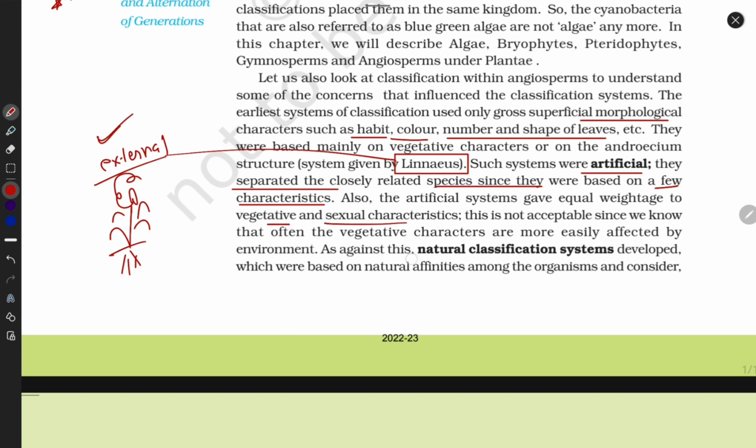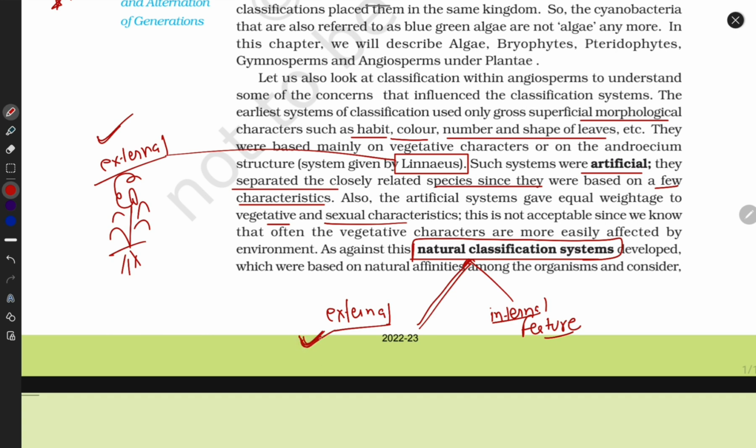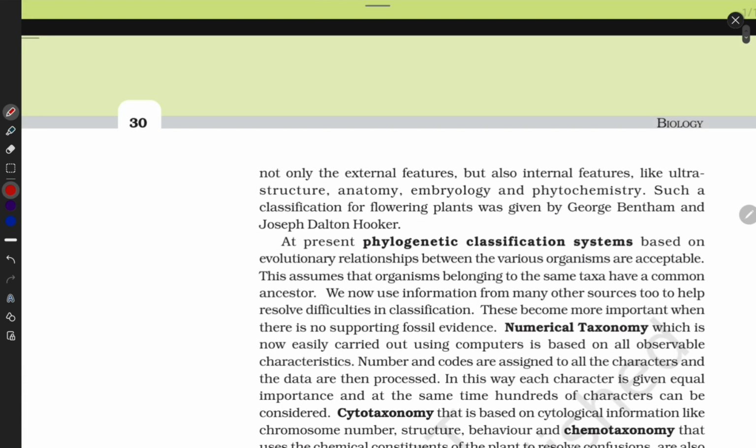After some time another classification came: the natural classification system. They said to check plants' external features as well as internal features, and if they are the same, take them as the same group. This is the main concept of natural classification. Clear? Internal features like what? Their ultrastructure, anatomy, morphology, embryology, phytochemistry, what kind of chemicals they release. Such a classification for flowering plants was given by George Bentham and Hooker. Remember these names, this is important. A 1 mark question will come in your examination.